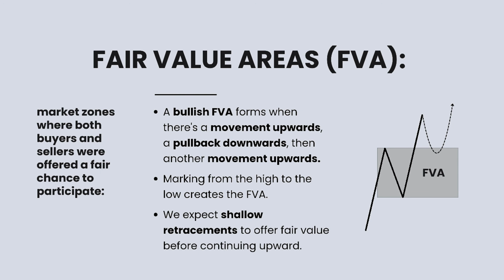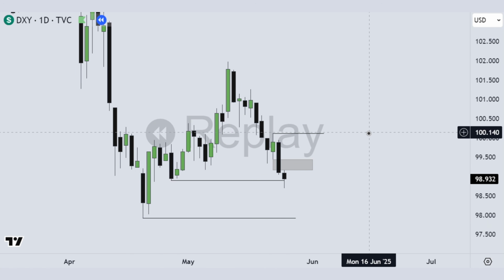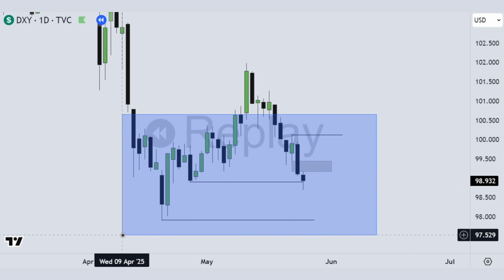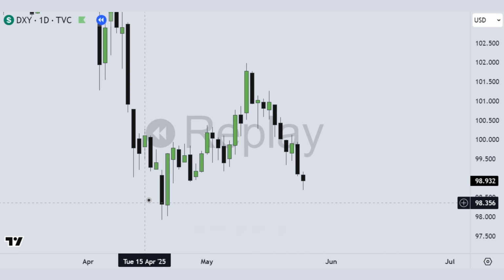We expect shallow retracements to offer fair value before continuing upward. The same logic applies inversely for bearish fair value areas. Let's see them on the charts. We're still on the DXY daily chart. Now let's identify some clear fair value areas.